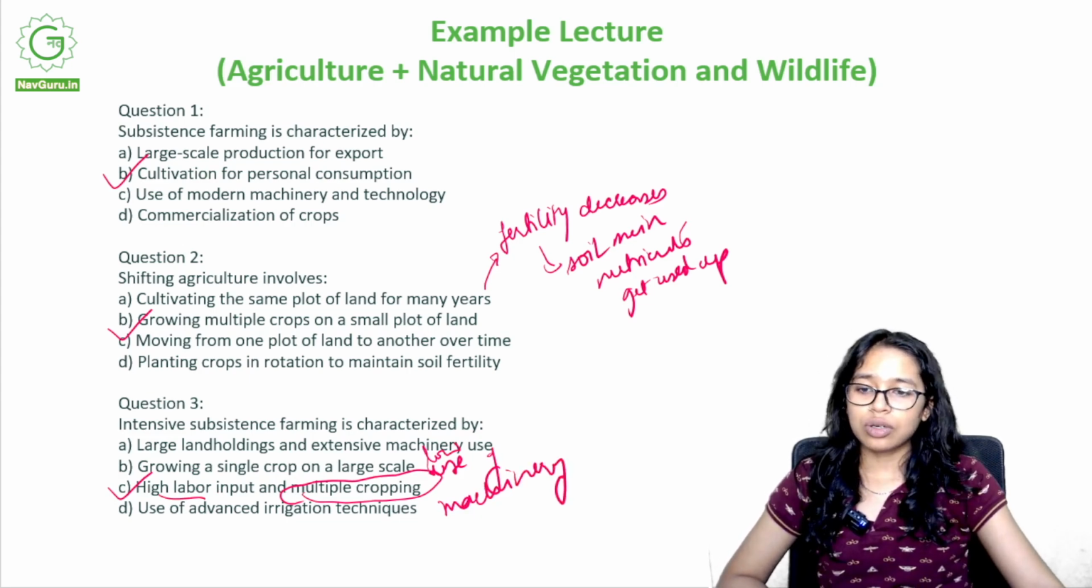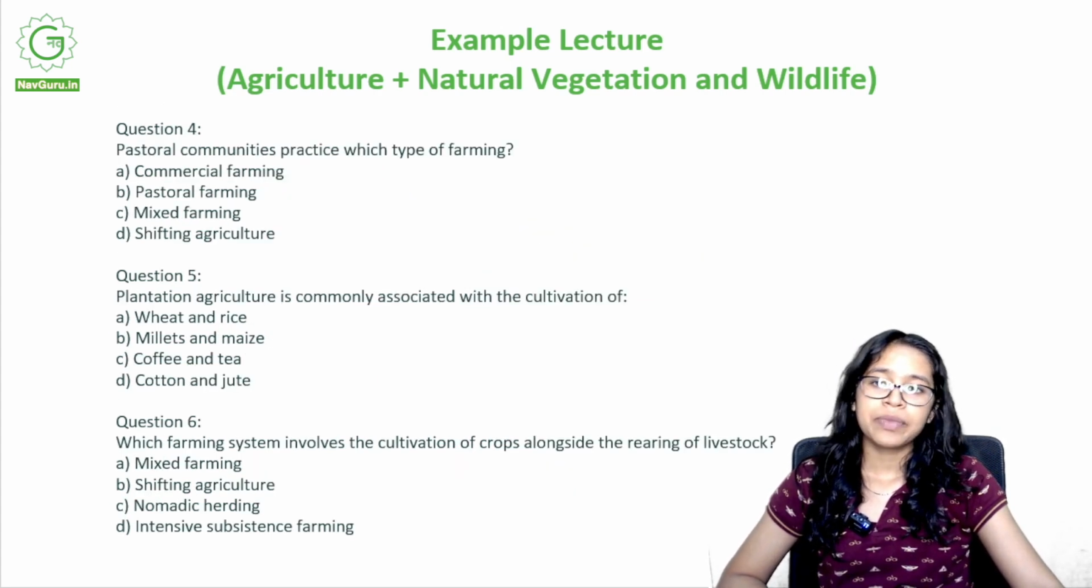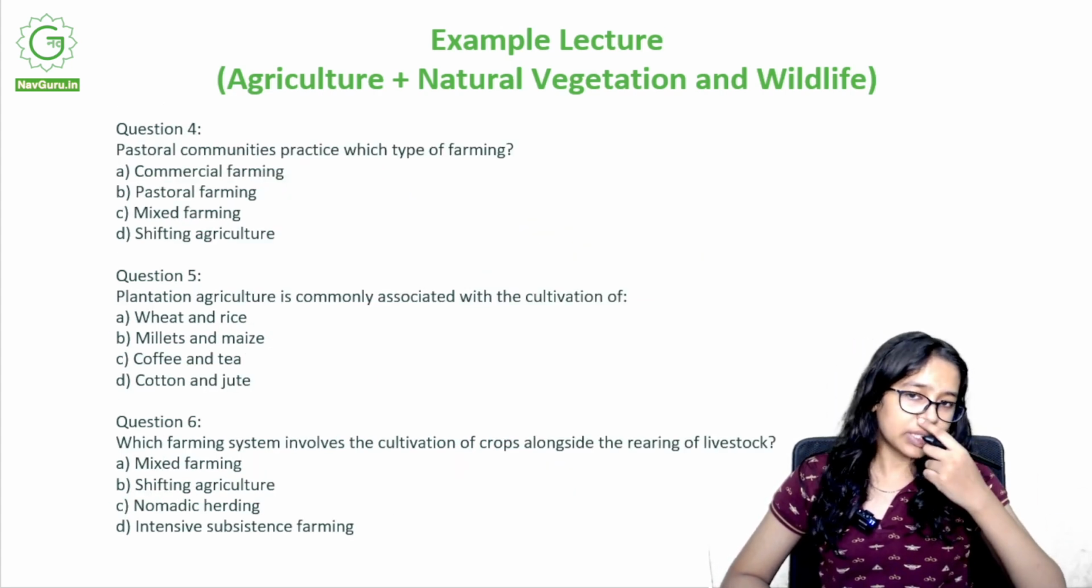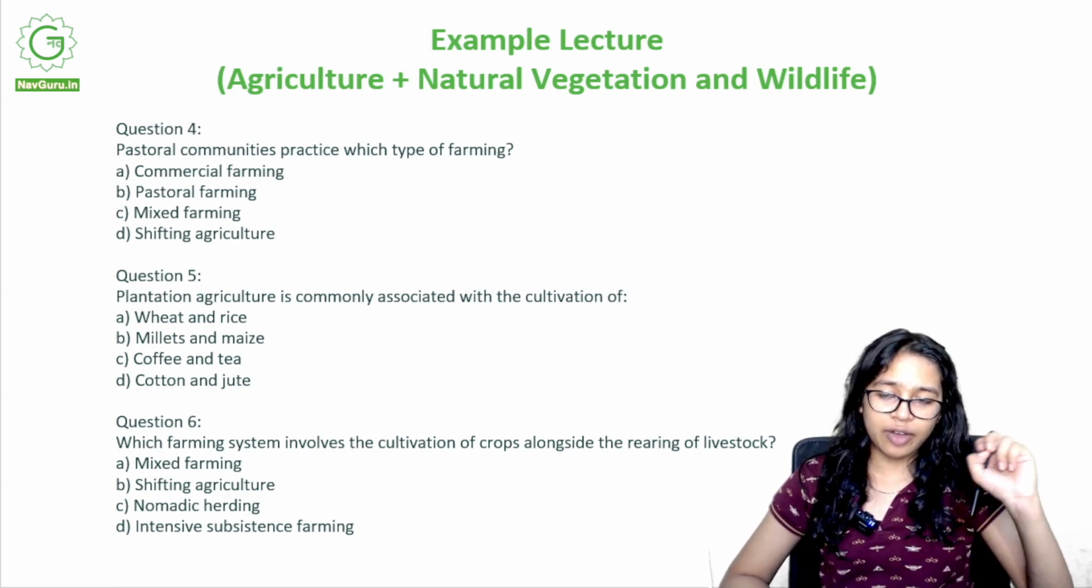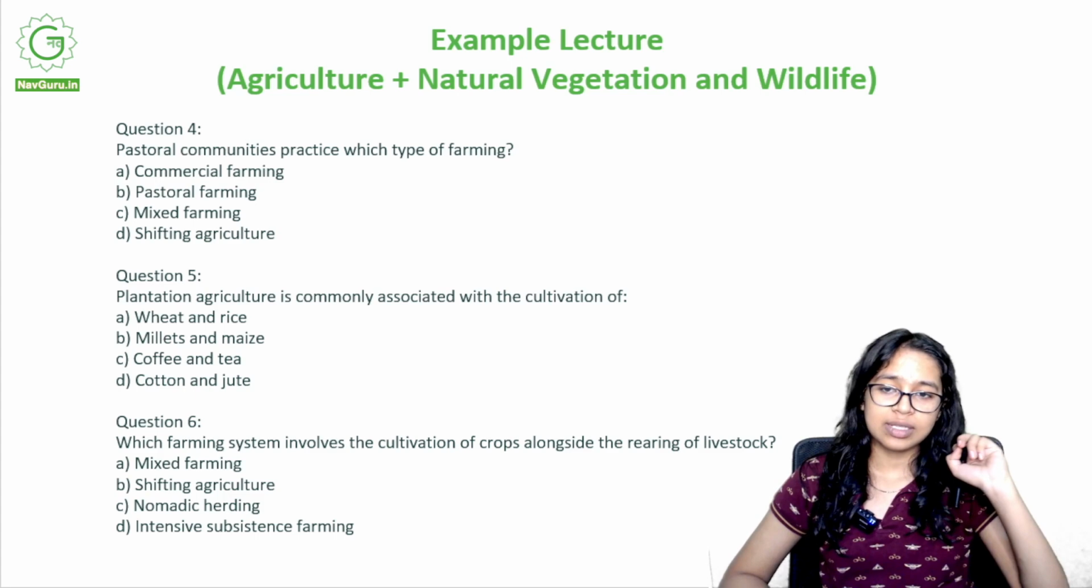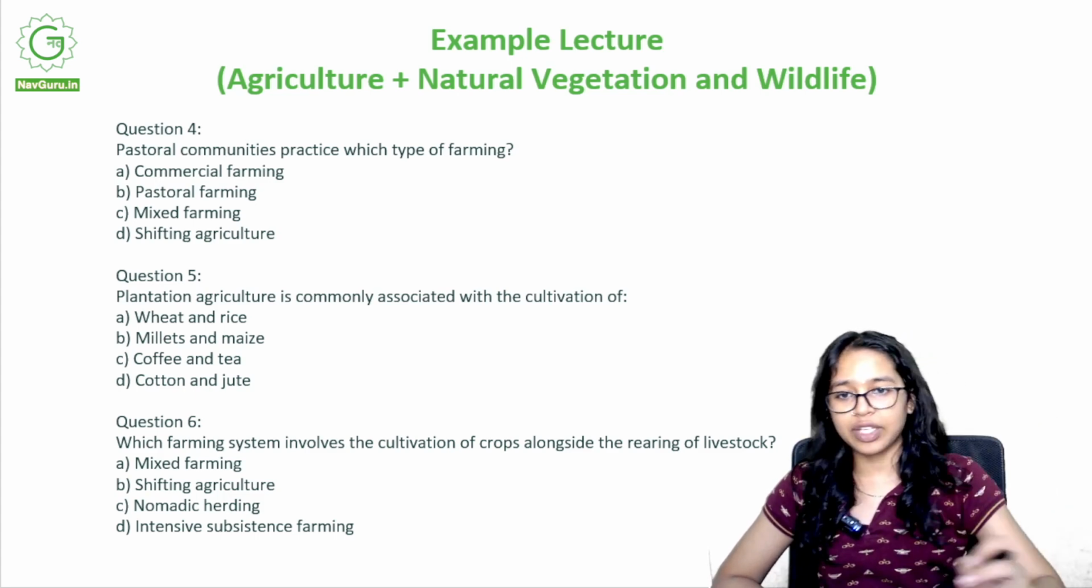Okay, so this is what actually makes it intensive subsistence farming. Question number 4. Pastoral communities practice which type of farming? Is it A, commercial farming? Is it B, pastoral farming? Is it C, mixed farming? Or is it D, shifting agriculture?